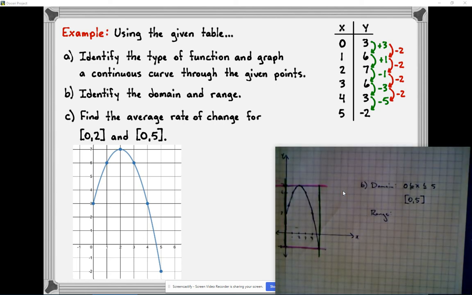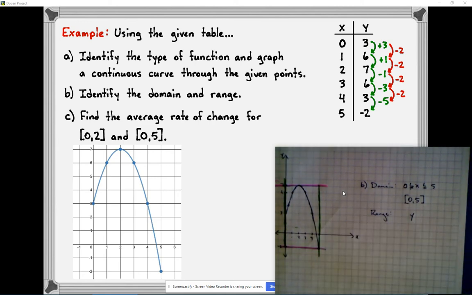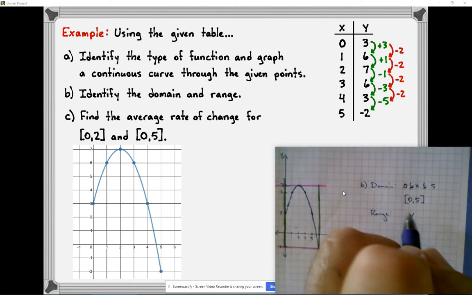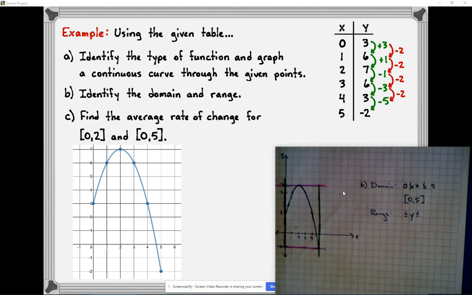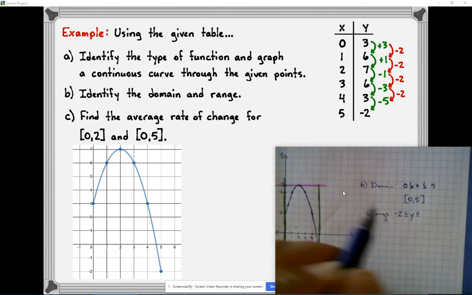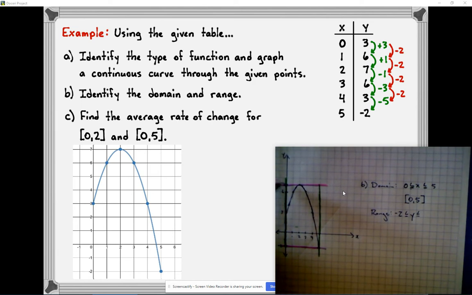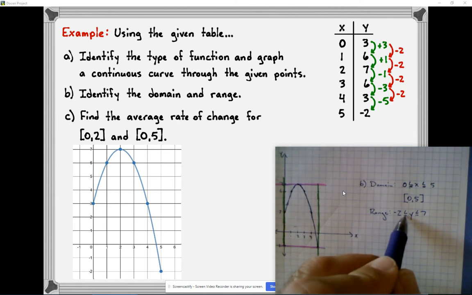And so if we were going to write this down, the range is the set of y values, not x values, set of y values. And so because we're including those points, we would put less than or equal to on both sides. Now, what is the lowest point? The lowest point, the y value is -2. And the highest point, the y value is 7. And so the inequality notation for the range is -2 is less than or equal to y is less than or equal to 7.